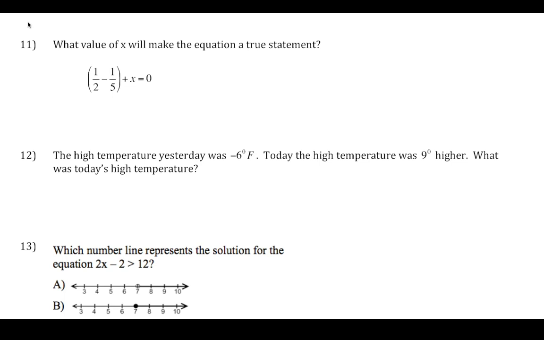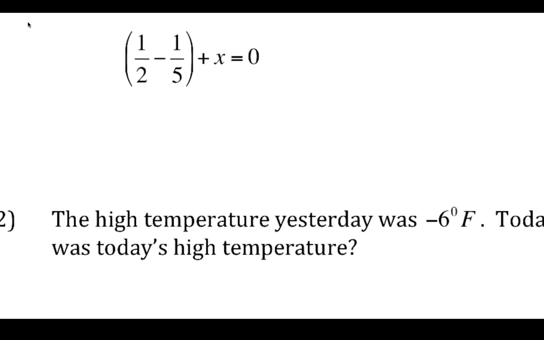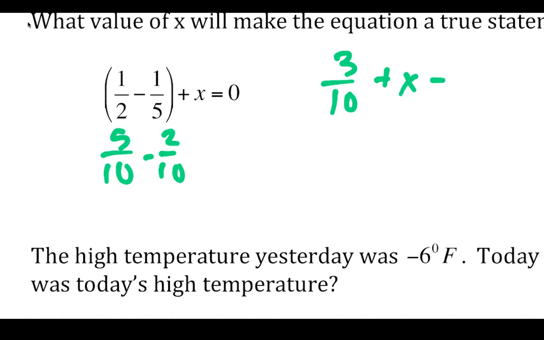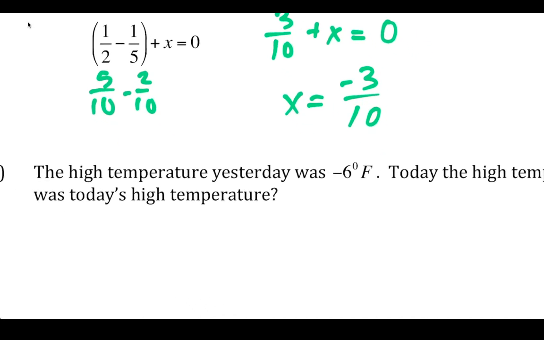What value of x will make the equation a true statement? If I'm adding something plus x to equal 0, x and whatever's in the parentheses are going to be additive inverses. So 1/2 is the same thing as 5/10 minus 2/10. So all that comes out to 3/10 plus x is equal to 0. X is the additive inverse of 3/10, so x is equal to negative 3/10, because anything plus its opposite, or its additive inverse, is equal to 0.